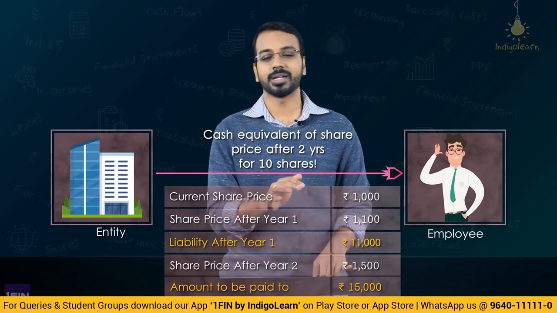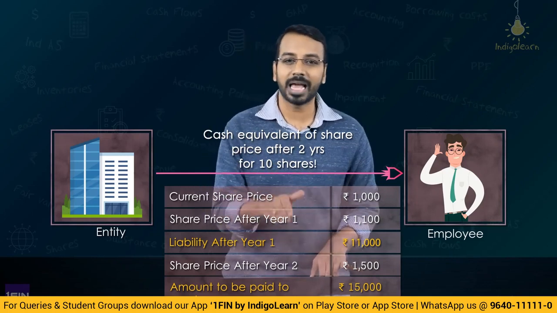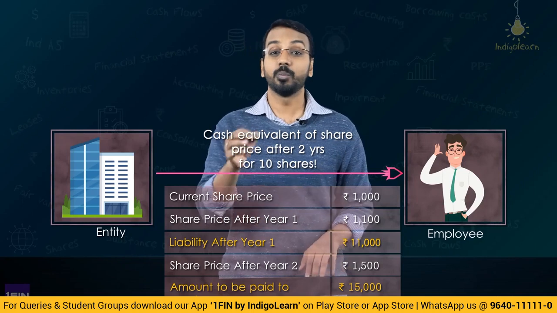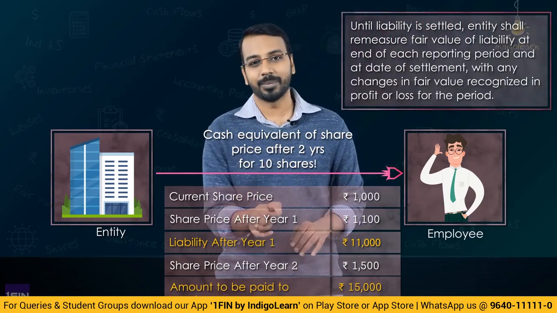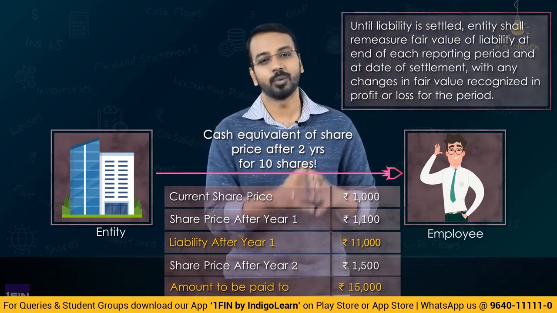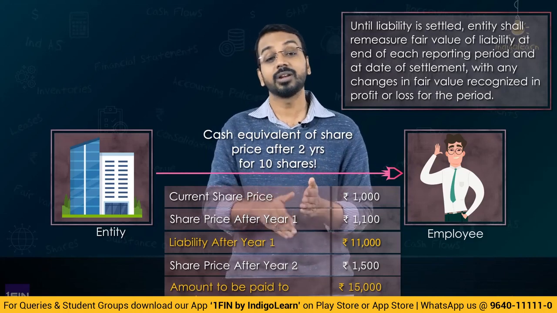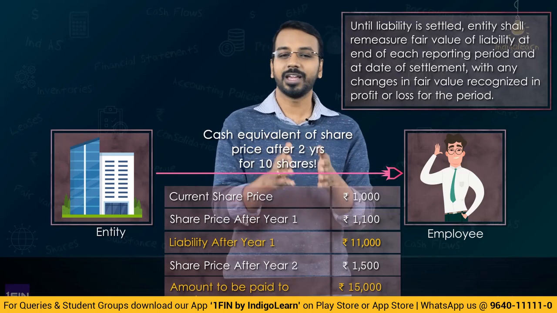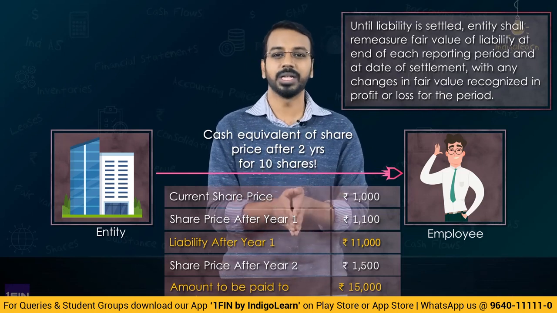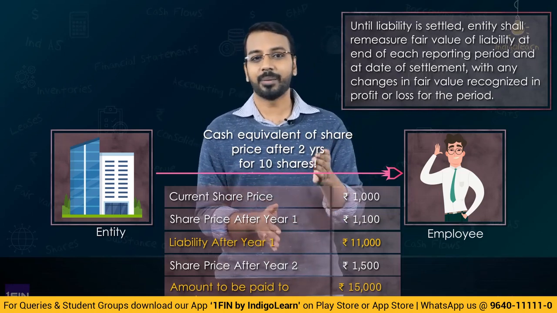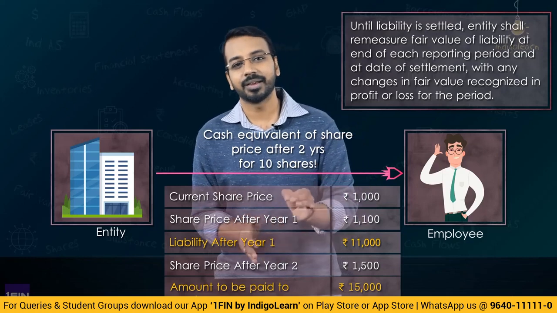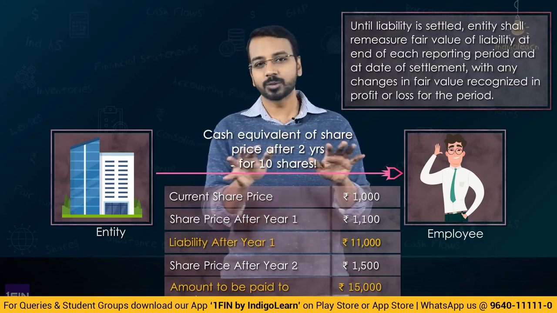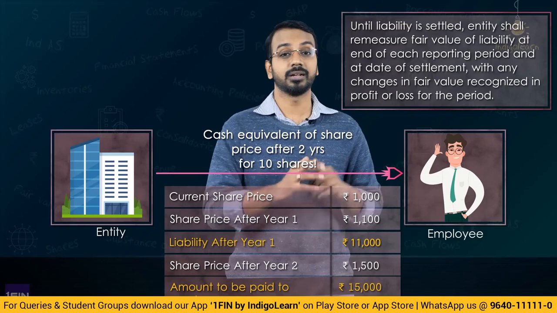And what the standard requires is, because the value of the liability keeps on changing, you have to measure the fair value of the liability at the end of each reporting period. It is not that you will consider the initial value and provide for the liability. You will consider the fair value at the end of each reporting period, and you will remeasure the liability considering the latest available price information. This is one example of a cash settled transaction.